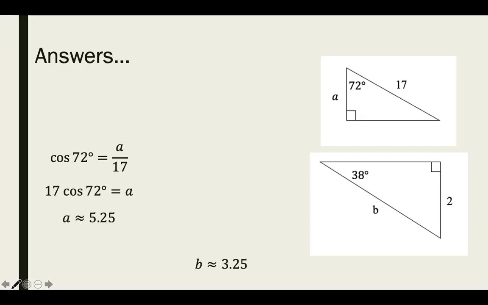So what do we put in our calculator? 17 cosine 72. For the other one, what's the trig function we need? Well, this one should be a sine function because 2 is opposite, b is hypotenuse. We solve for b by multiplying by b, dividing by sine of 38, and getting 3.38.